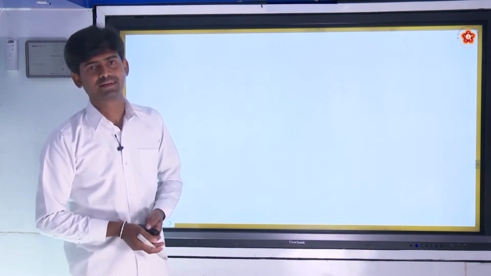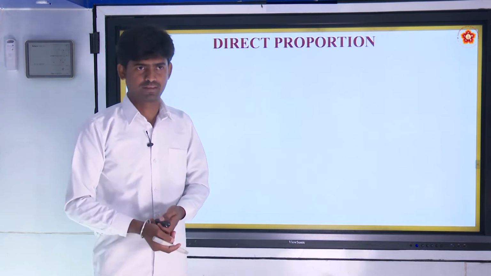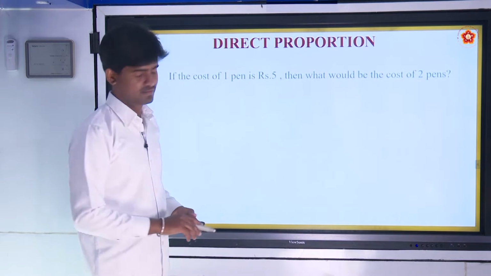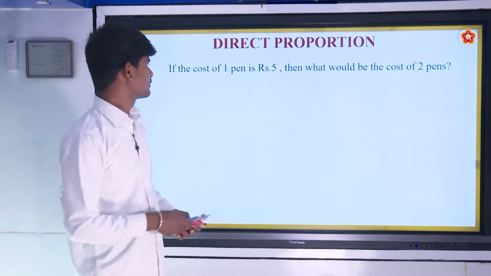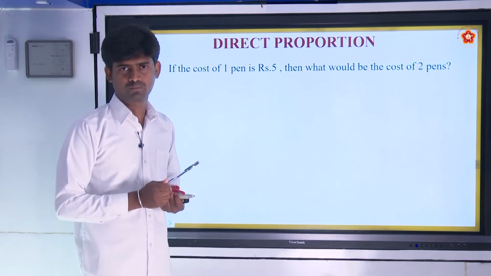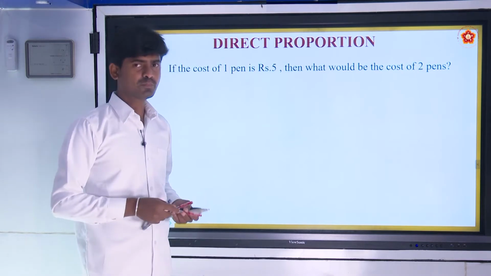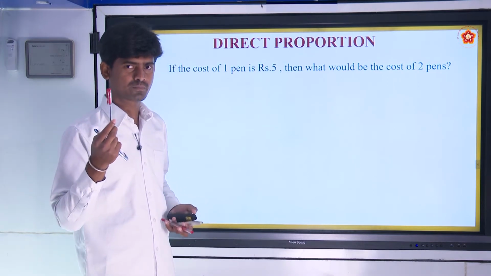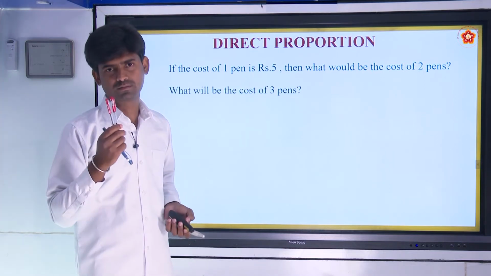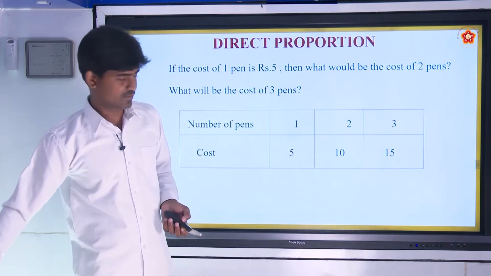First one, direct proportion. What do you mean by direct proportion? Let us understand by taking an example. Suppose the cost of 1 pen is 5 rupees. Suppose the cost of 2 pens is exactly 10 rupees. What will be the cost of 3 pens? Absolutely, 15 rupees.